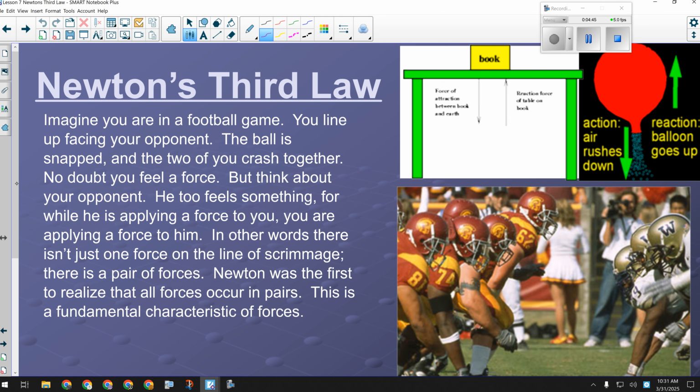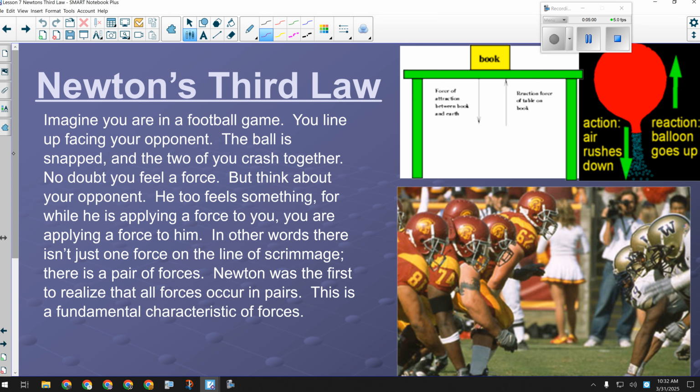Okay, and if you've ever blown up a balloon and let it go, that's also Newton's third law. So if you blow it up, you've got air pressure pushing on the inside of the balloon, and because the balloon is made of rubber and it's elastic, it pushes back on the air.